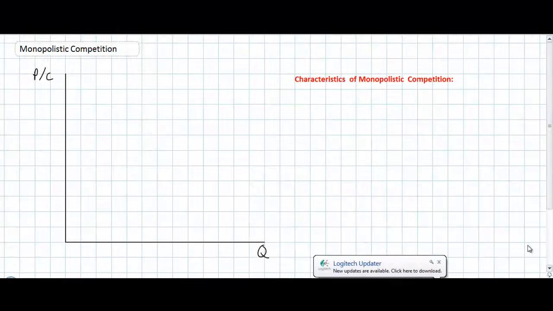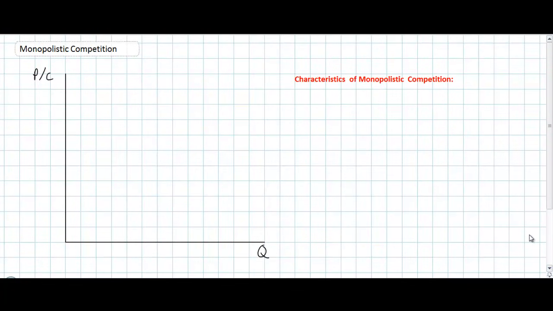Today's lesson is all about monopolistic competition. Today we're going to define and discuss the market structure that is monopolistic competition. We'll identify some examples of industries that are monopolistically competitive, and we'll analyze the demand, marginal revenue, and the costs of production as seen by a monopolistically competitive firm to determine the level of output and the price that will result in both the short run and the long run in a monopolistically competitive market.